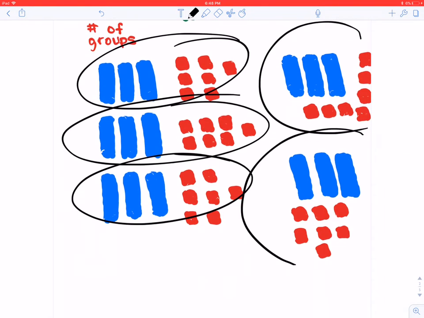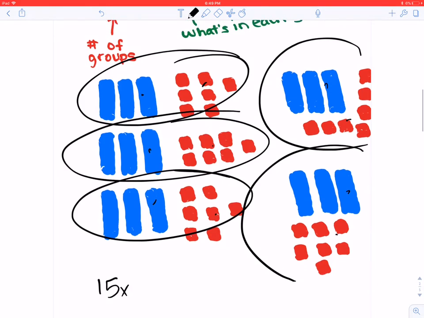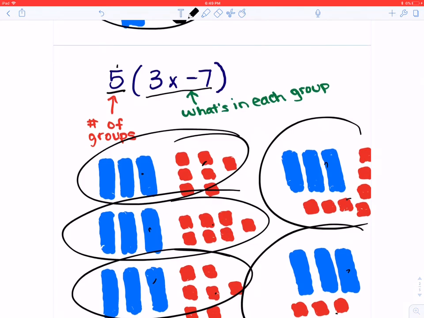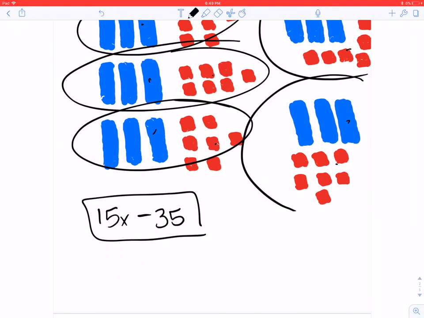All right, well, in my 5 groups of x's, I have 3 times 5 is 15 x's. And then I have 7 times 5, my units, but it's negative 7 because they're red. So negative 7 times 5 is negative 35. I can count them, or I can look at it as multiplication. 5 times 3, 15. 5 times the negative 7, negative 35. 15x minus 35.